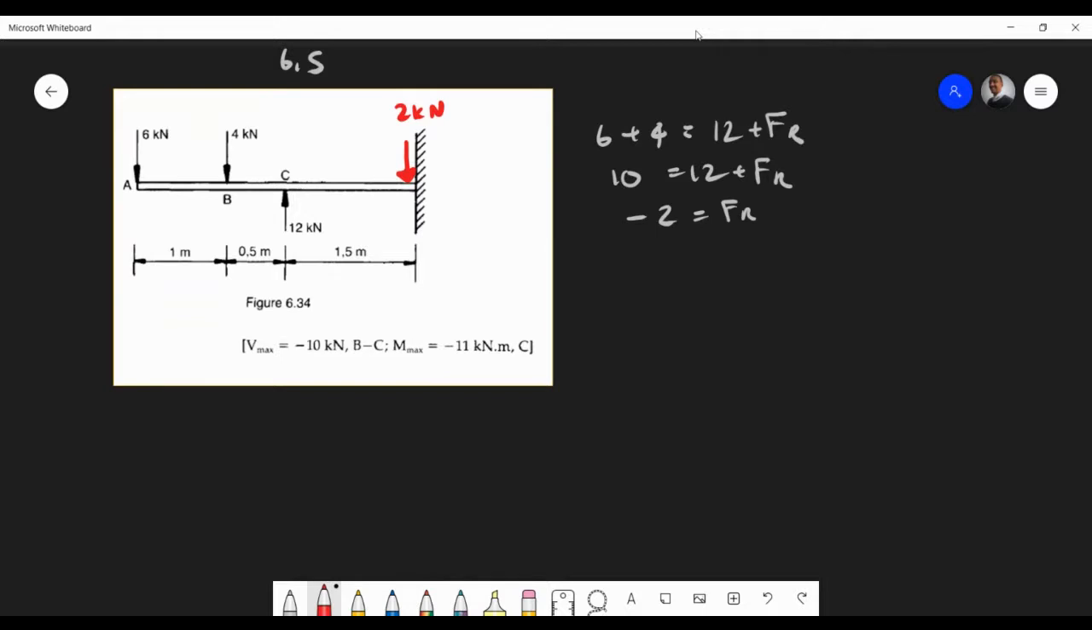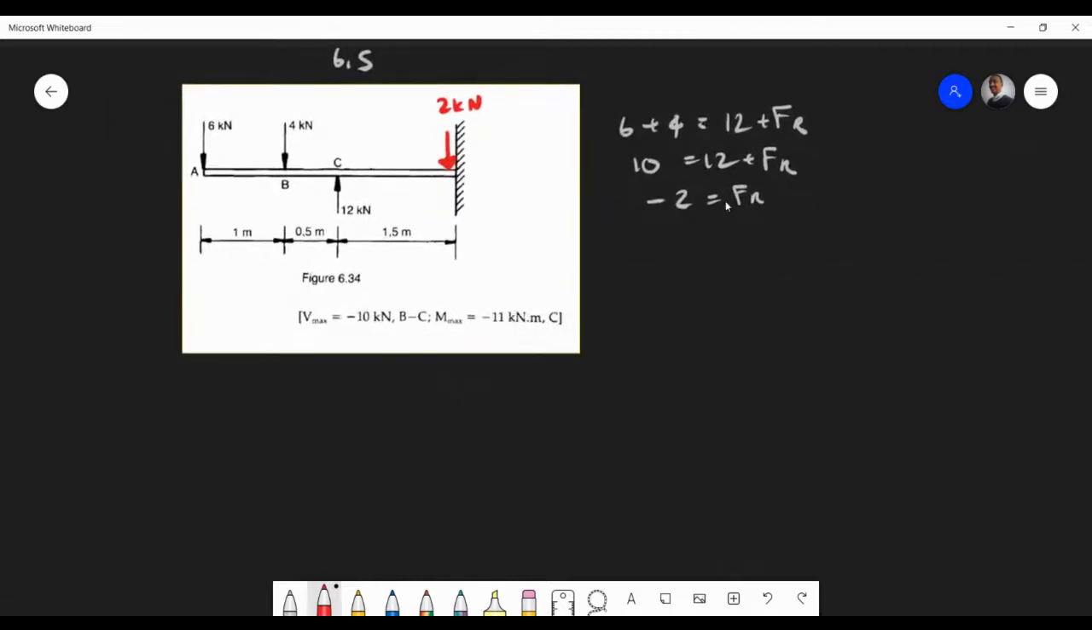So cantilevers, it's literally that simple. Cantilevers are arguably a lot easier than your normal stuff. Okay, we'll see about that.